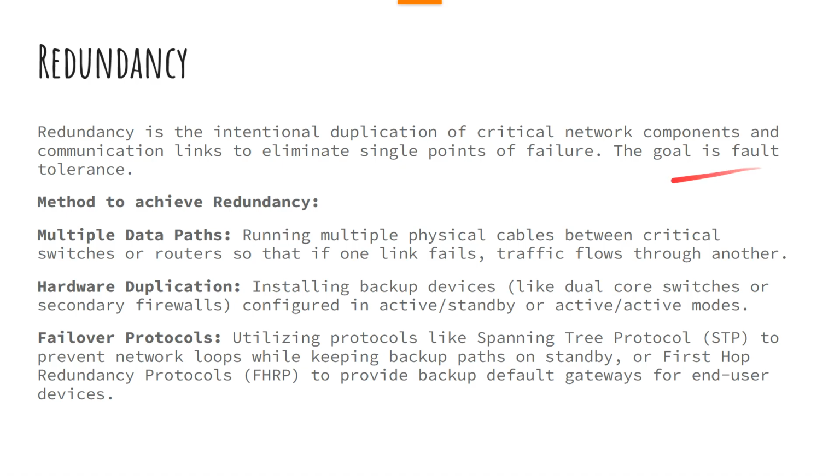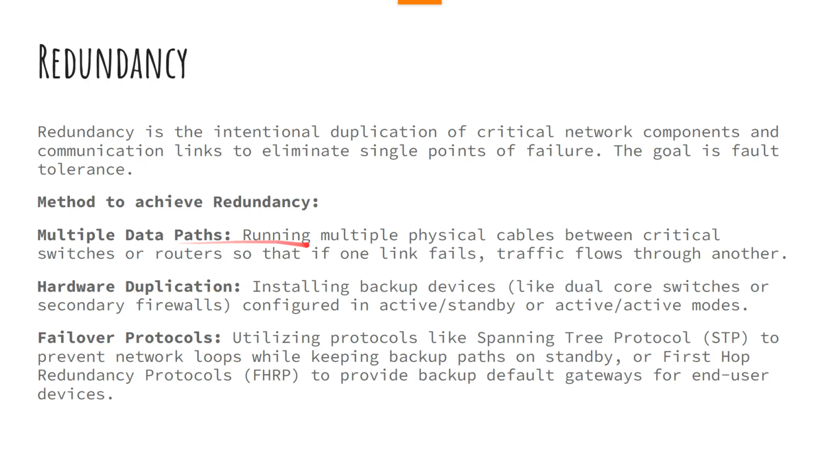So what is the goal? The goal is developing an architecture which is fault tolerant. So even if something goes wrong, I still have an alternate way of doing things. Now how do we achieve this redundancy? There are three ways: multiple data paths, hardware duplication, and failover protocols.